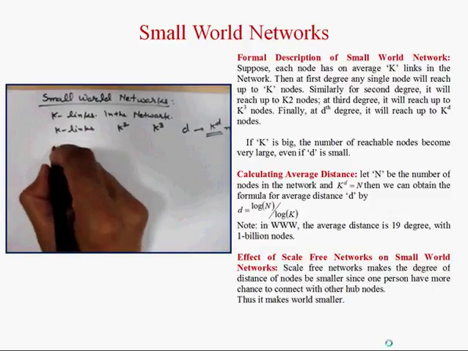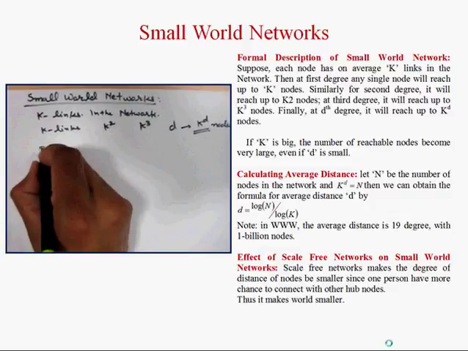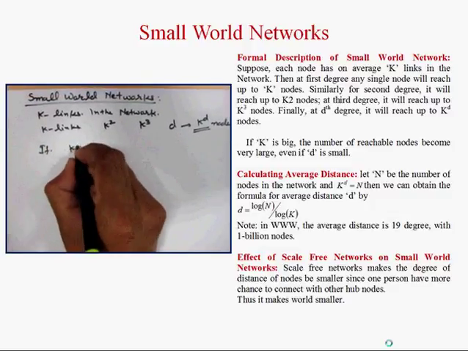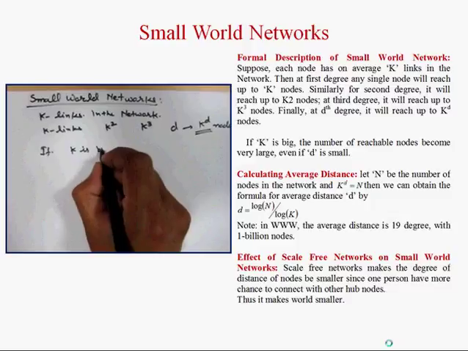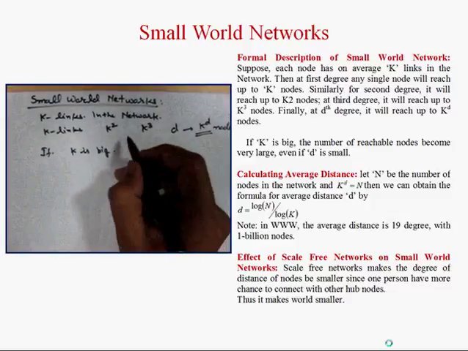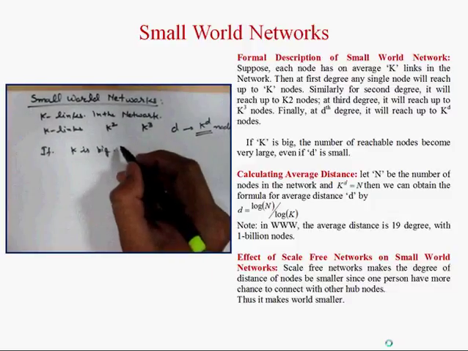If k is big, then the number of reachable nodes becomes very large, even if d is small.